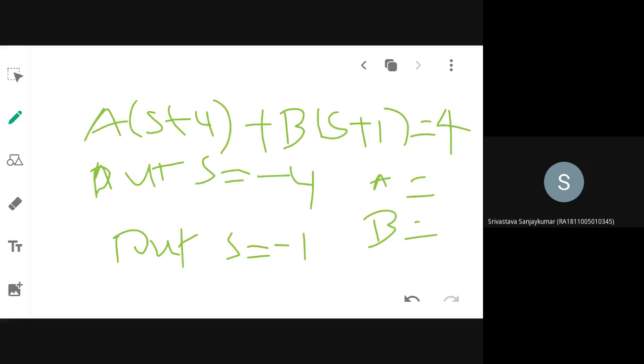This way also you can solve. Either way you can solve. Whichever way is easy for you, you proceed in the same format. What is A and what is B? If you put s is equal to -4, what is the value that you are getting? You will be getting B is equal to 1 by 3. A is equal to what value?